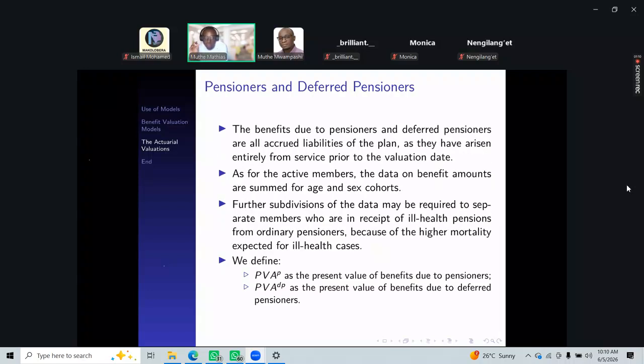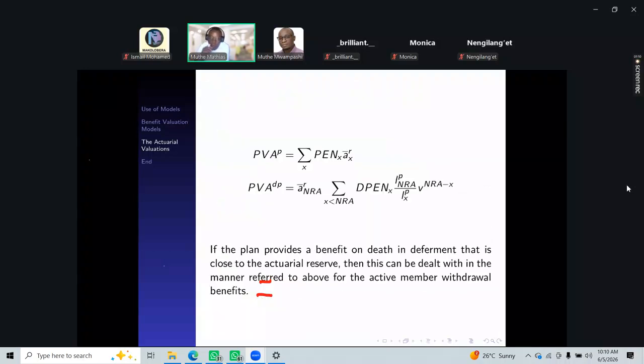And then, of course, we have pensioners and deferred pensioners as well. So I'm going to use PVA as the present value of benefit due to pensioners. And I'm going to use PVA DP as the present value of benefit due to deferred pensioners, right? So what I'm going to do now is, because this is from past service, I have the present value of this pension from past services. This is actually the pension which is in payment, right? So if they're in payment, you just need to take the sum of the pension multiplied by the annuity factor.